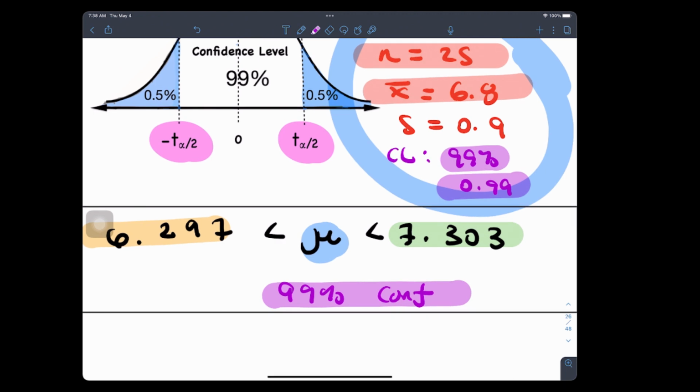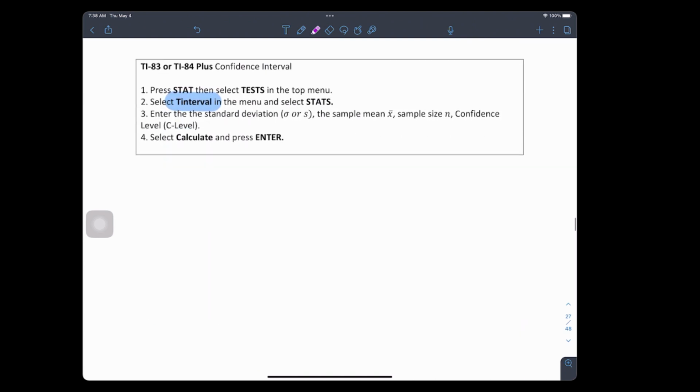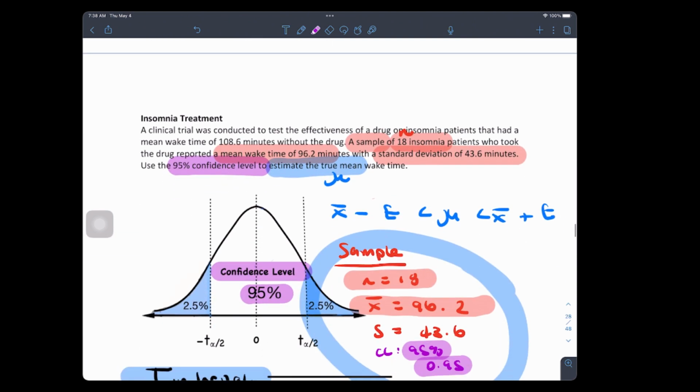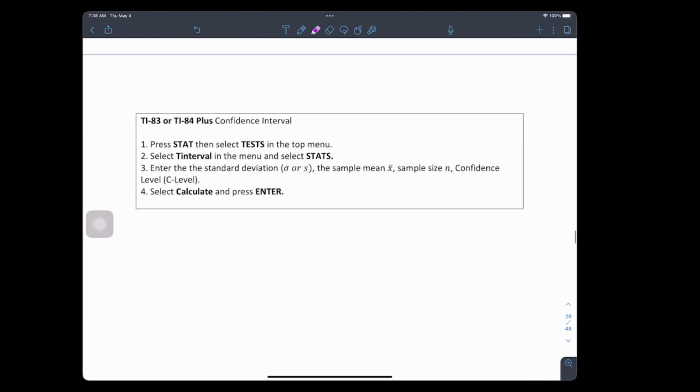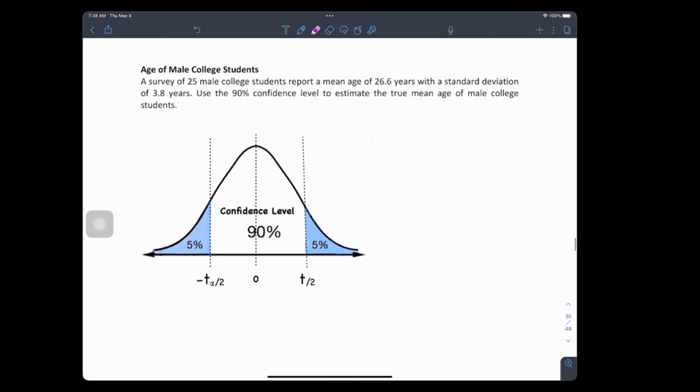99% of the time, your sample mean will live between 6.297 and 7.303. This is the meaning behind the confidence level. Okay, you guys see what I'm saying? It's a pretty big deal. But what do you guys think? Is the T interval really easy? All you got to do is get that TI, fire it up, ladies and gentlemen. Fire up the TI.